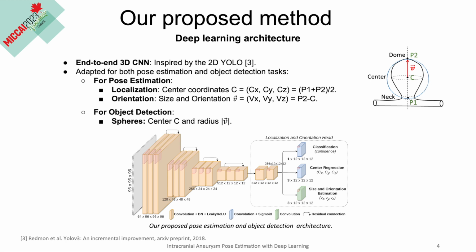To handle scenarios with multiple aneurysms in a single input patch, our architecture employs a grid-based approach. The 96 by 96 by 96 input patch is divided into 12 by 12 by 12 grid cells. For each positive cell containing an aneurysm center, the architecture predicts a confidence score, the aneurysm center coordinate C, as well as the size and orientation vector V.